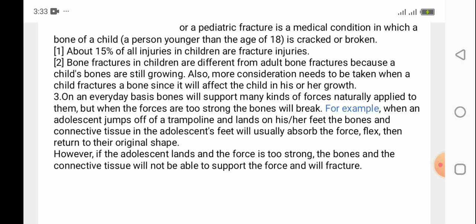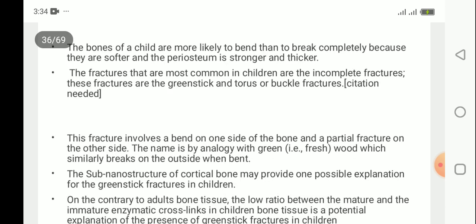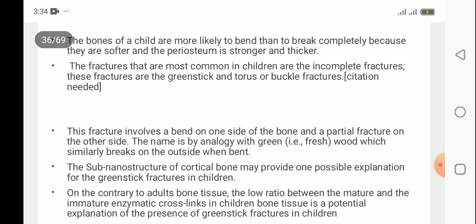About 15% of all injuries in children are fracture injuries, and bone fractures in children are different from adult bone fractures because a child's bones are still growing. The bones of a child are more likely to bend than to break completely because they are softer and the periosteum is stronger and thicker. The fracture involves a bend on one side of the bone and a partial fracture on the other side. The name is by analogy with green wood.